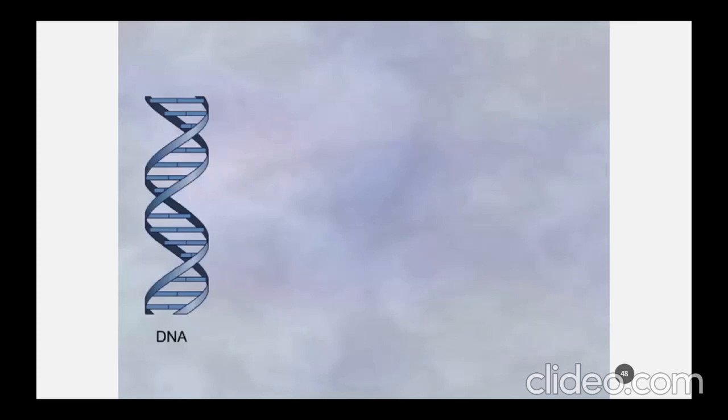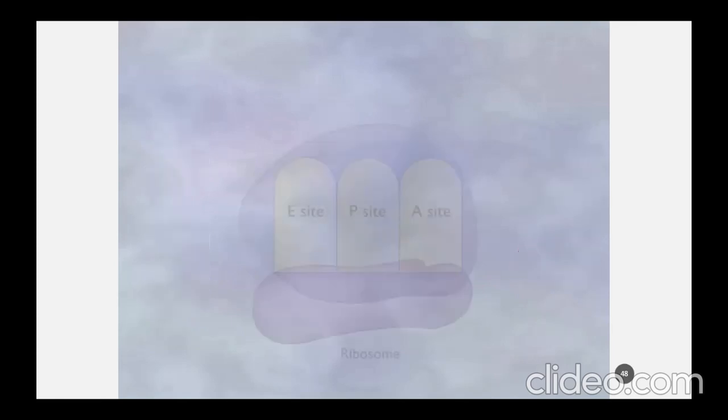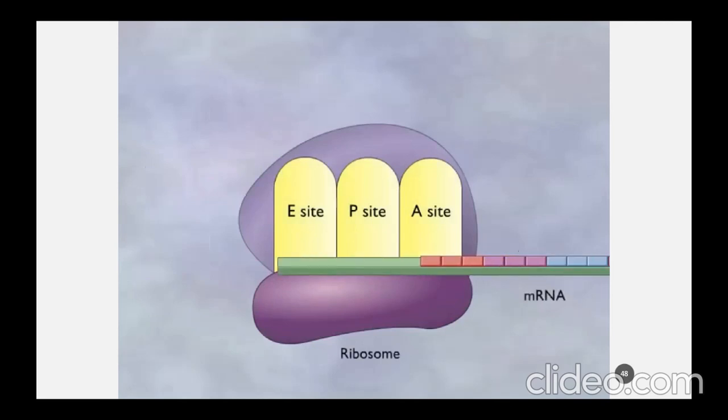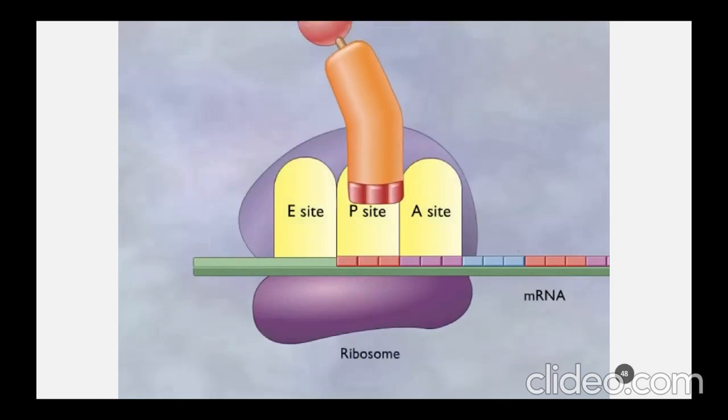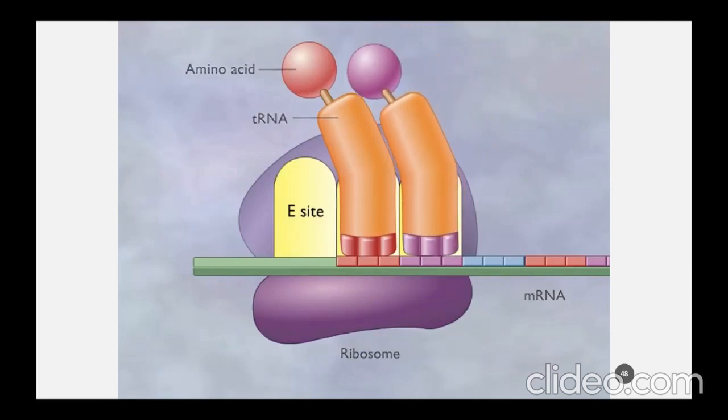The genetic information stored in DNA is transcribed into messenger RNA and then translated into protein. Messenger RNA binds to the small ribosomal subunit, and then the large subunit associates with the small one. The initial transfer RNA occupies the P site on the ribosome. Subsequent transfer RNAs enter at the A site. The complementary matching of three nucleotides on the transfer RNA, called the anticodon, and three nucleotides on the messenger RNA, called the codon, ensures the correct sequence of amino acids.